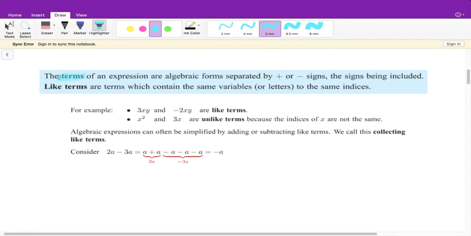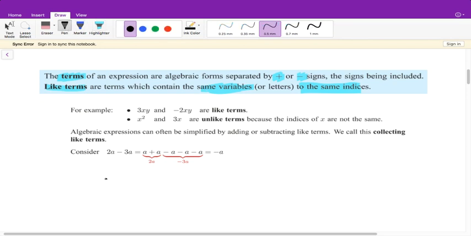So the terms of an expression are algebraic forms separated by plus and minus signs, with the signs being included, meaning when it's minus 2xy, it's a negative number. It's negative 2xy. When it's positive 3xy, it's a positive number. So that's what they mean by the signs are included. And like terms are terms which contain the same variables to the same indices. They have to be identical.